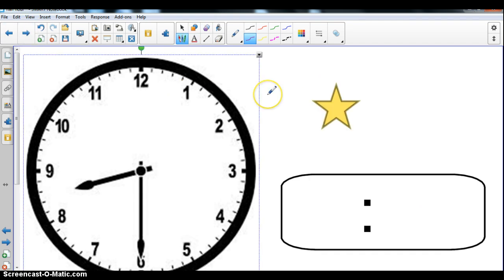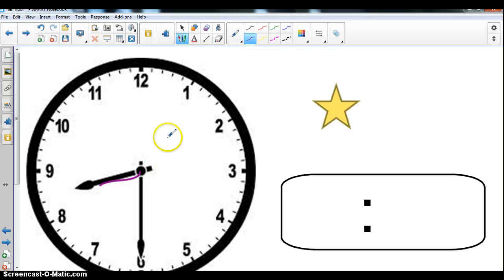Let's try another one. Look at the time. Look at the hour hand first and decide which hour you say. Look at the minute hand and decide what you say when the minute hand is on the 6. Write your time. You can write it in your math journal. I'll give you a minute to think about the time, think about the hour, think about the minute.